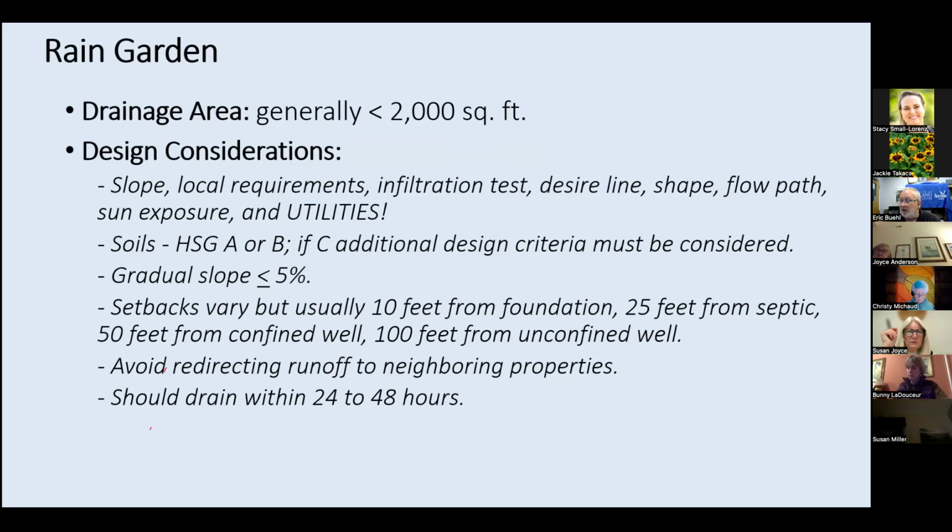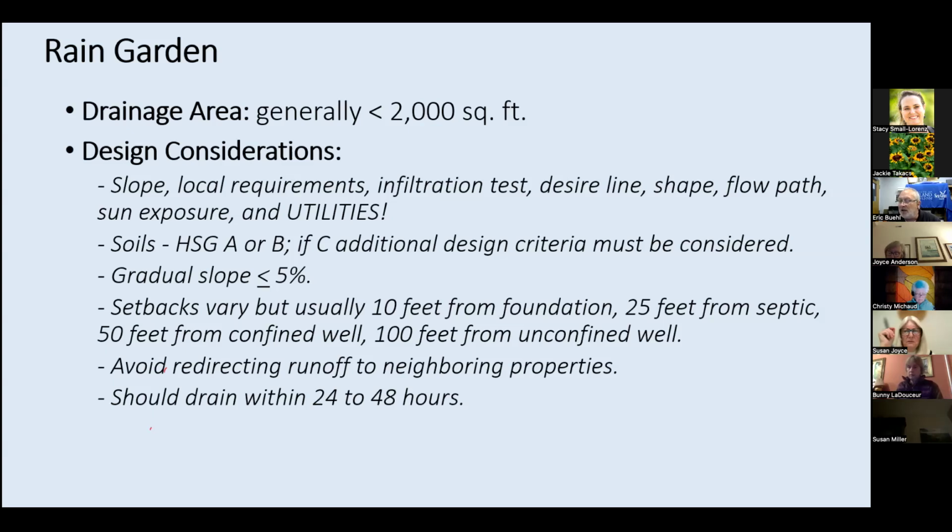You also have to consider, are there local requirements? Did you do the infiltration test? Desire line I'll hit on in a minute with another BMP. Where the water is coming from. Is it full sun? Is it shade? You never put them under a tree because of roots, different things like that.